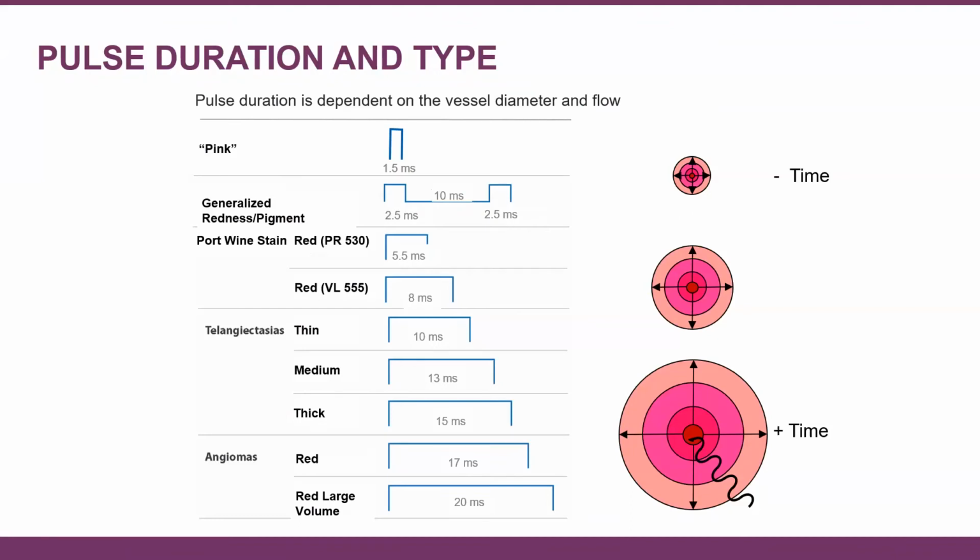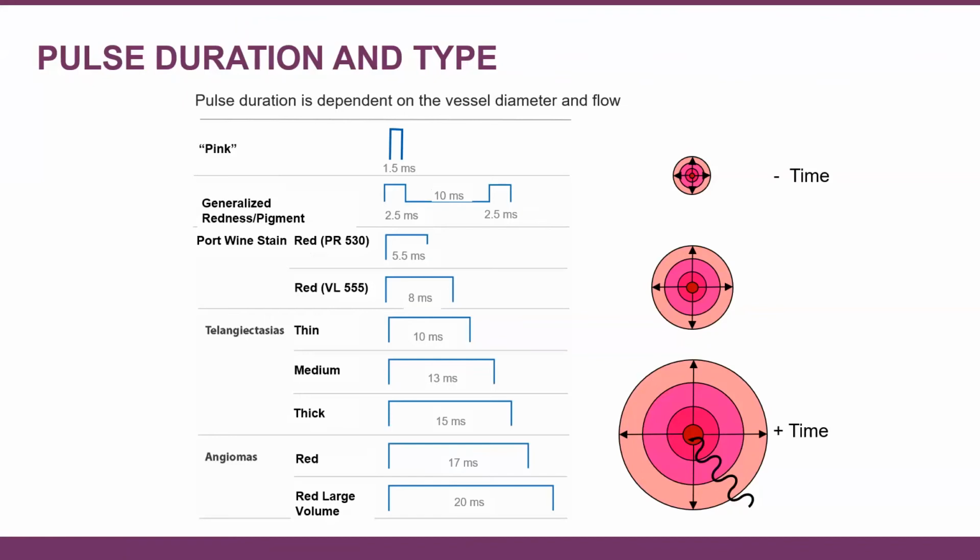If we're looking at, and you'll see some images in a moment, a patient who has diffuse redness, which could well be rosacea, then we tend to do quite short pulses, so 2.5 millisecond pulses, but we'll leave a delay of 10 milliseconds before we fire the second pulse. And this allows that cooling of the surrounding tissue before we start to heat up the vascular element in the tissue again. Port wine stains, 5.5 milliseconds or shorter.